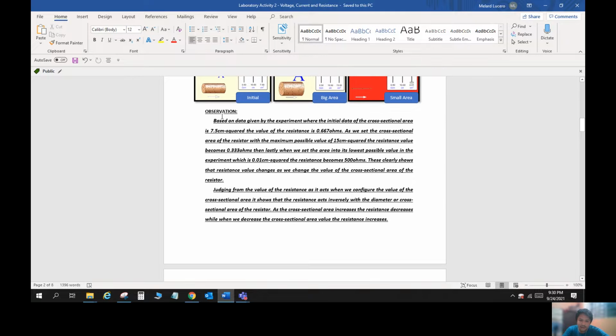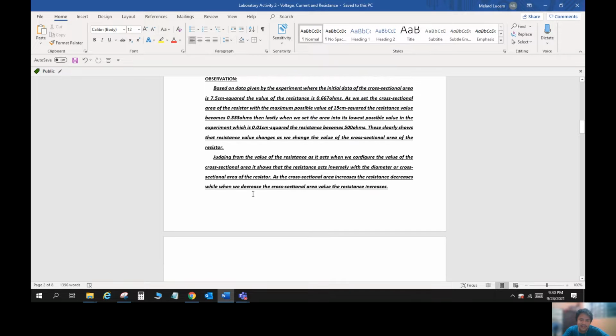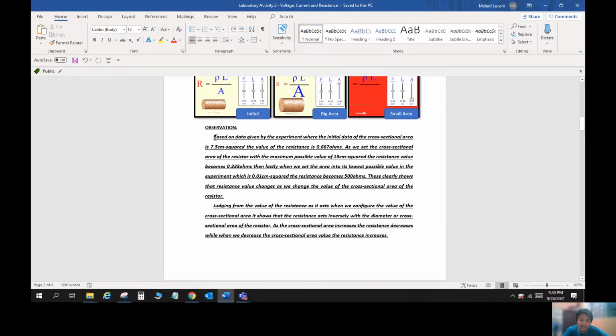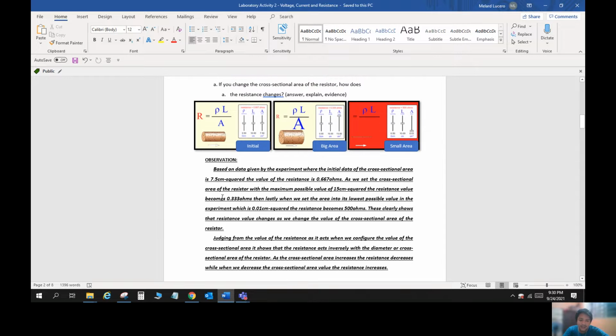Observation: I said we have already done this earlier. Based on the data given by the experiment, the initial cross-sectional area is 7.5 centimeters squared, and the value of the resistance is 0.667 ohms. Then as we set the cross-sectional area of the resistor to the maximum possible value of 15 centimeters squared, the resistance value becomes 0.33 ohms.